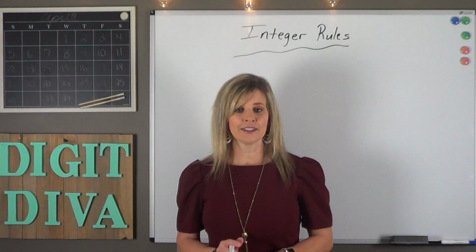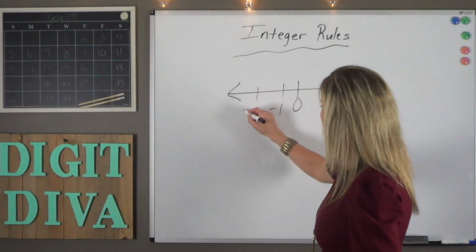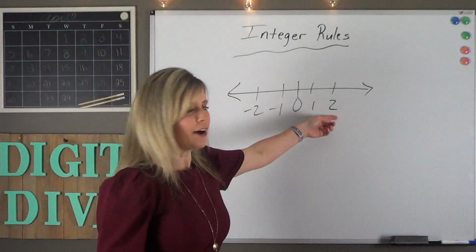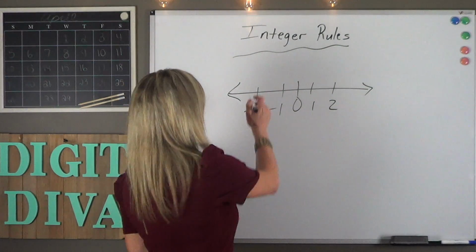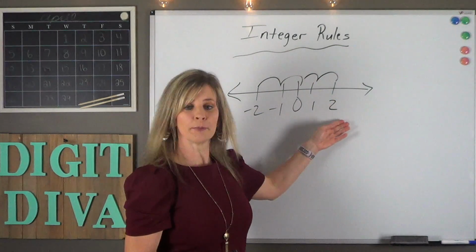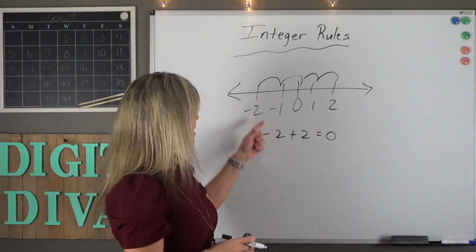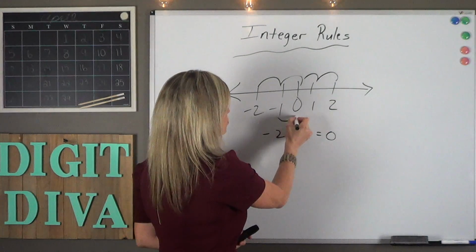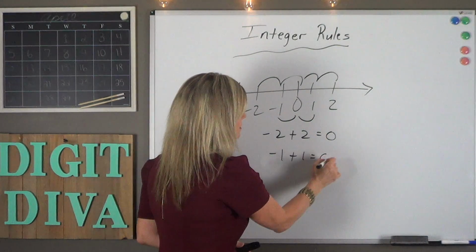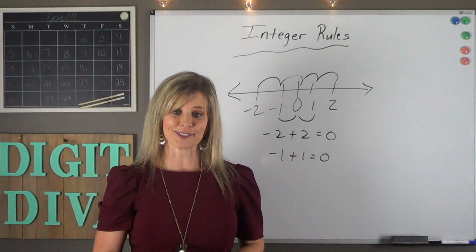Integers and opposites. I'm going to draw a number line and show you why numbers are considered opposites. Opposites, -2 and +2. They are both 2 units from 0. So they are opposites. One's negative, one's positive. If I add those two numbers, I get 0. Same thing for -1 and +1. -1 is 1 unit from 0, +1 is 1 unit from 0, and when I add those opposites, I get 0. So anytime you add opposites together, you're always going to come up with the answer of 0.